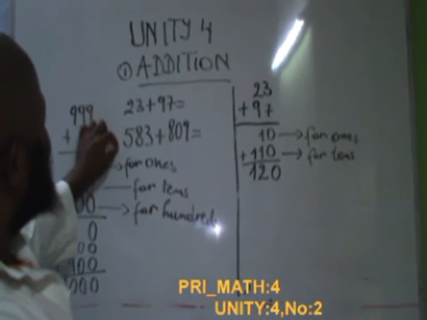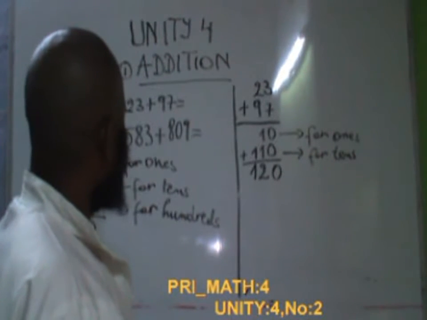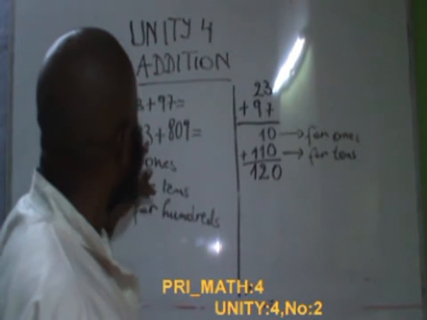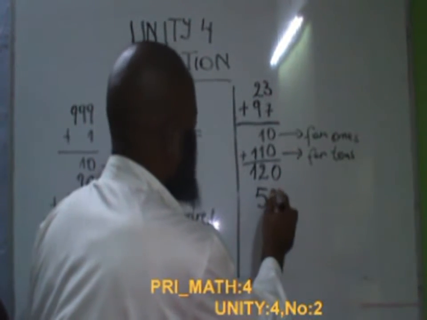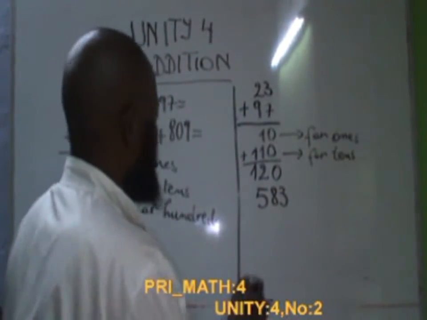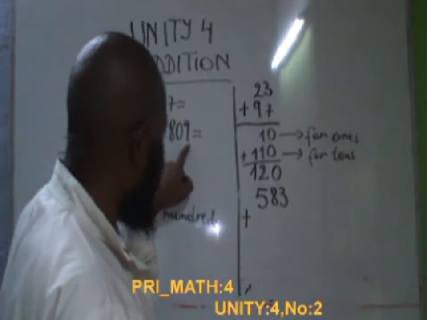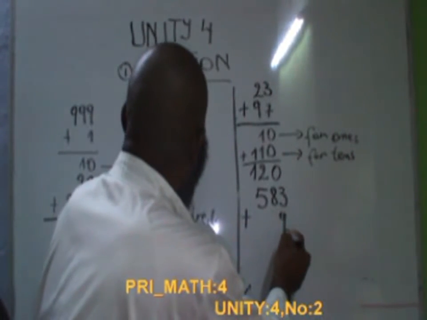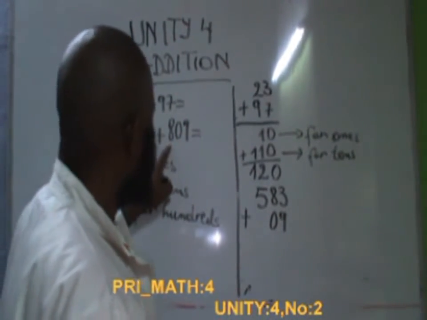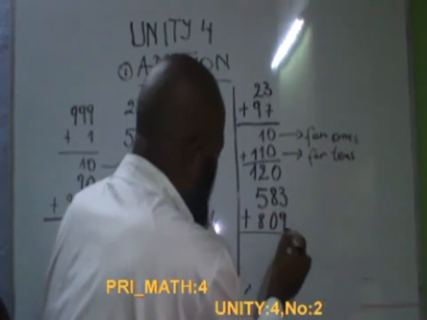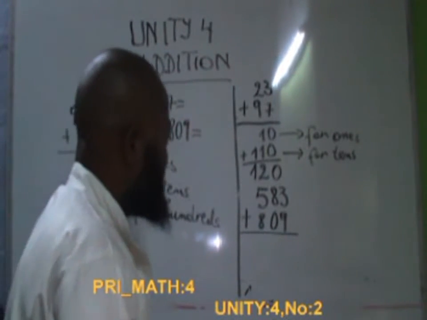Okay, let us take the last scenario. Inshallah, we proceed as we did in our previous one. So, 583 plus 809. This 9 will be in the ones value, this 0 will be in the tens value, and this 8 will be in the hundreds column. So let us proceed.